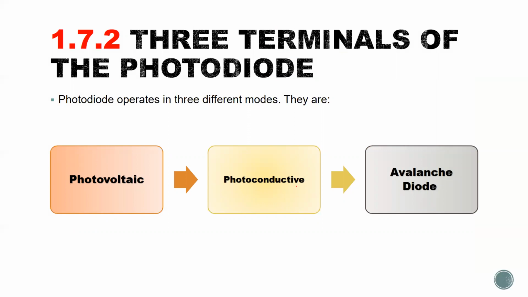After that, the three terminals of the photodiode. The photodiode operates in three different modes. They are, first, photovoltaic, second, photoconductive, and the last one is avalanche diode.